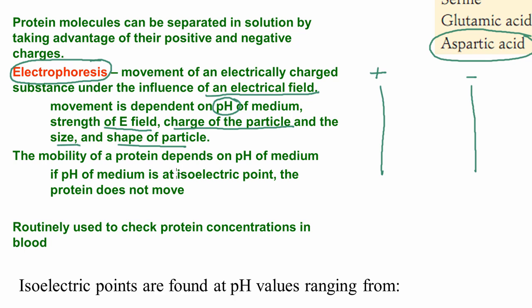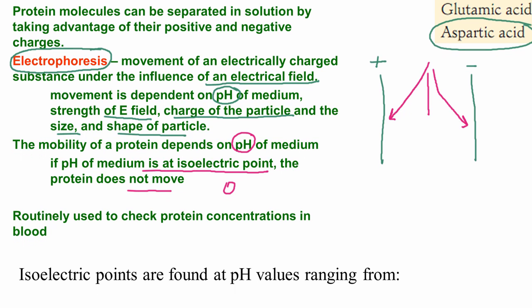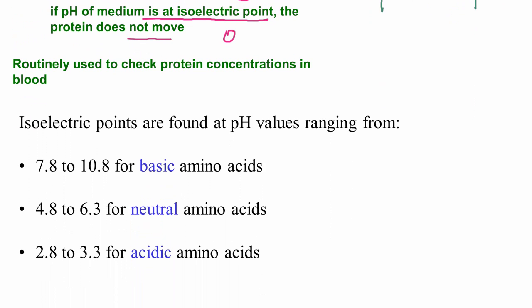The mobility of the protein, again, is going to depend on the pH of the medium. If the pH is at the isoelectric point, that means there's zero charge, and the protein is not going to move. If the species is negatively charged, it'll move towards the positively charged plate. If it's positively charged, it'll move towards the negatively charged plate. If it's at the isoelectric point, it's not going to move to either side. So this is something that is used to check protein concentrations in the blood.